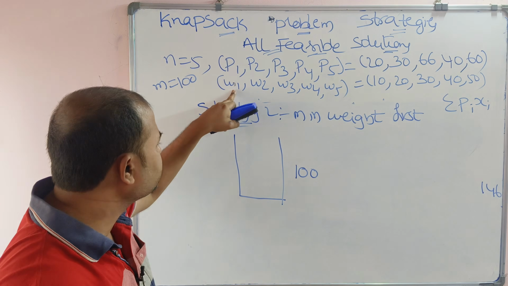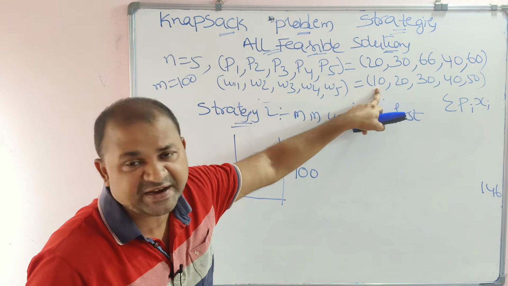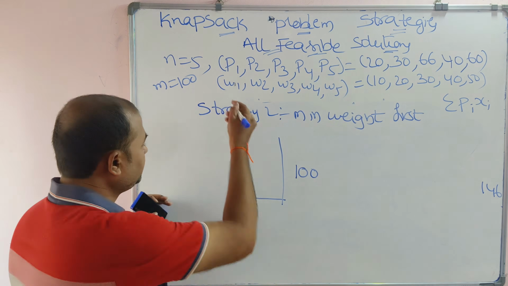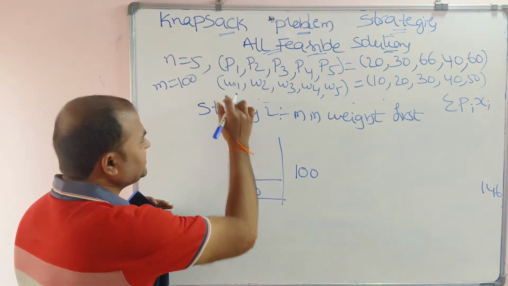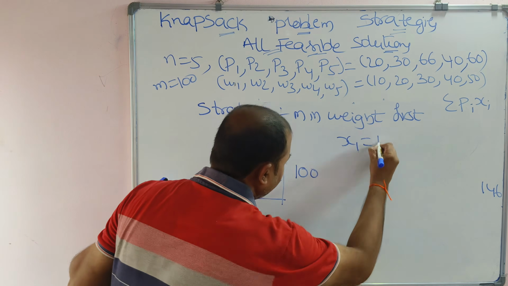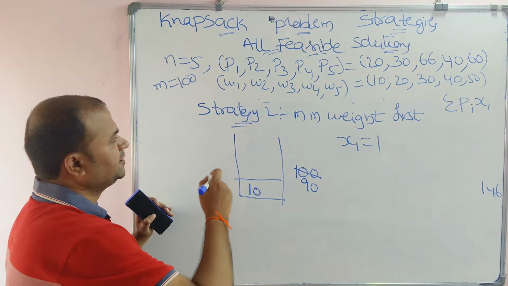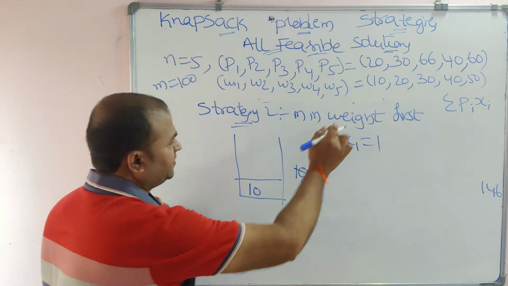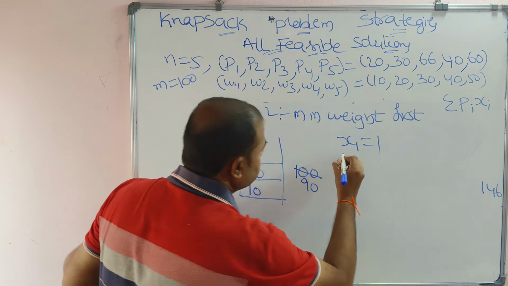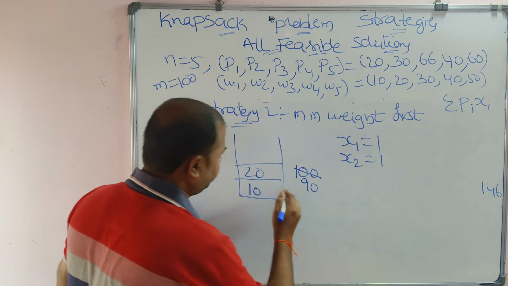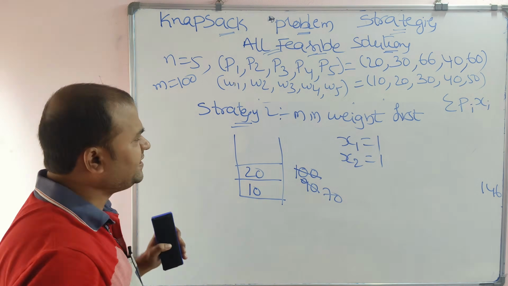First we place object 1 into the knapsack, because object 1 has minimum weight. What is the first object's weight? 10. So x1 equals 1. What is the remaining capacity of the knapsack? 100 minus 10, that is 90. Next, place the second object in the knapsack. The second object's weight is 20, so x2 equals 1. 90 minus 20 means 70. So the remaining capacity of the knapsack is 70.